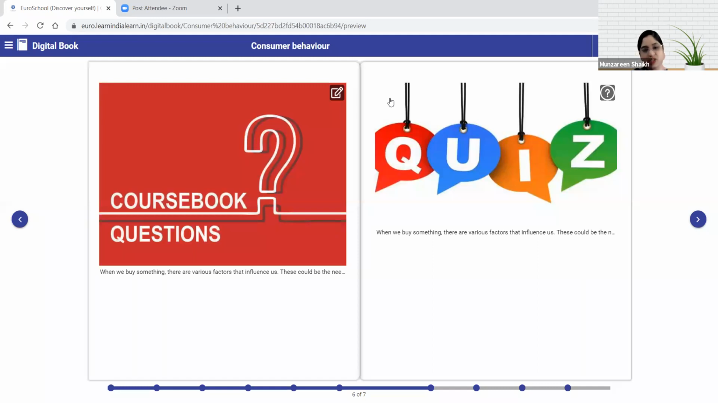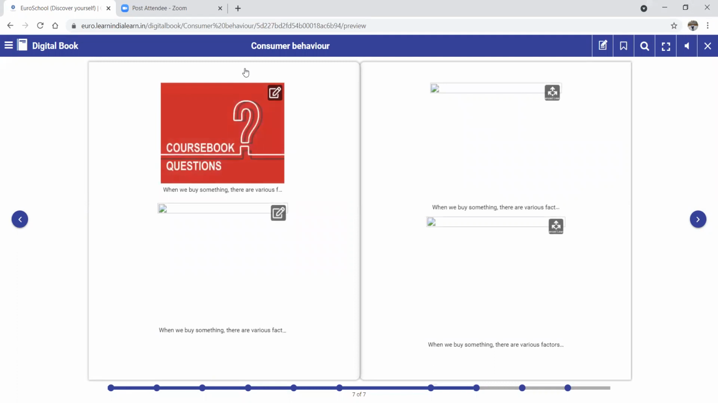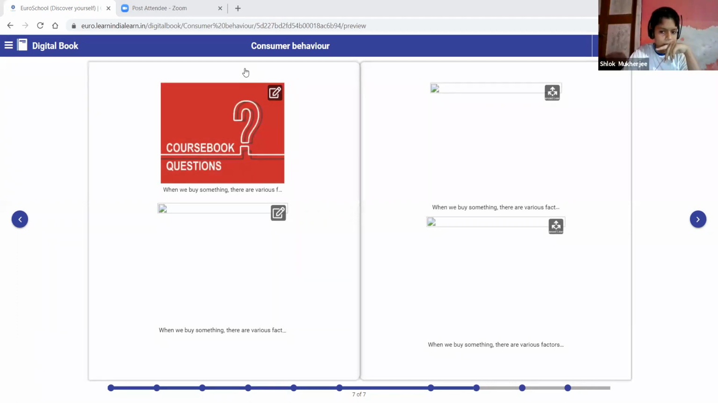Very good. Next page. Ma'am, every 2 pages they have got a quiz, ma'am. Every 2 pages. After every, done the chapter.